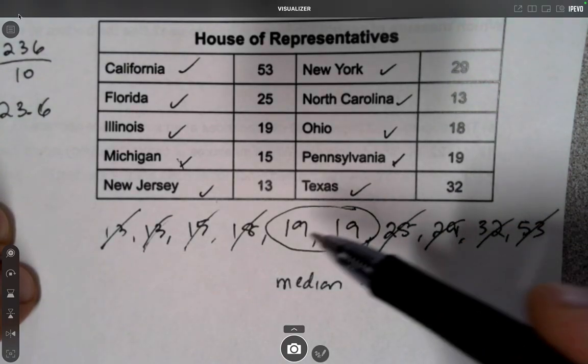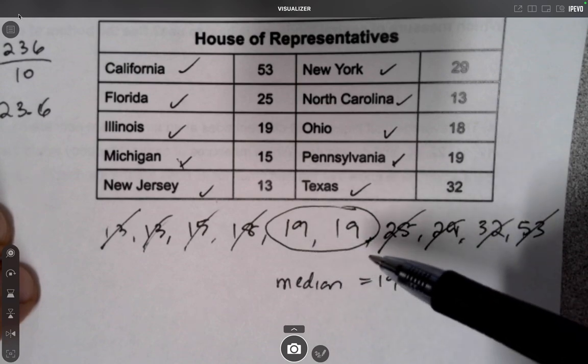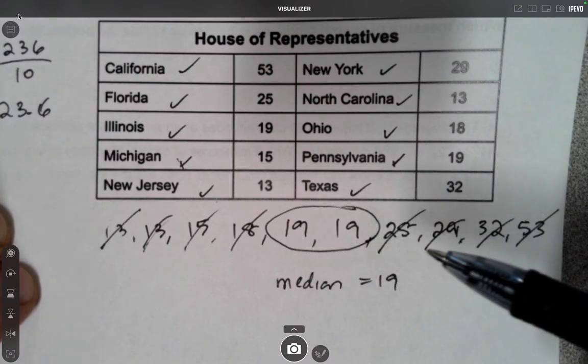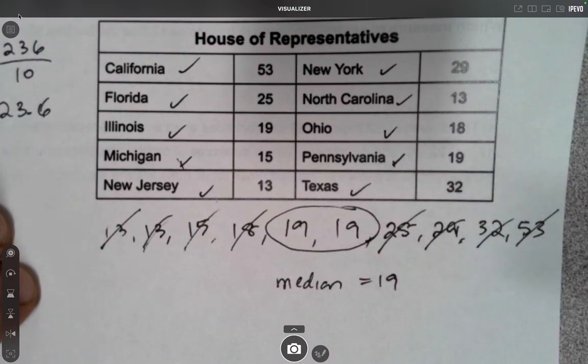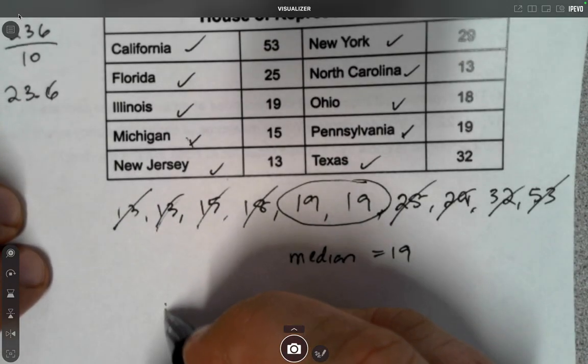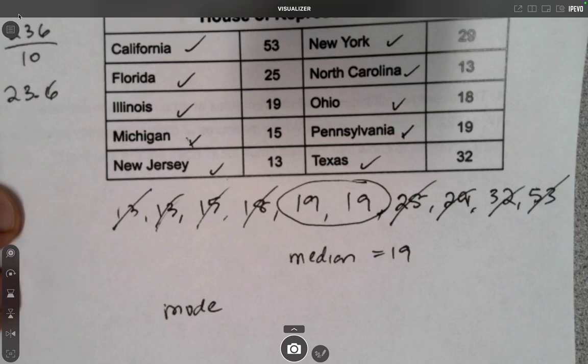Now keep in mind, if those two numbers were different, you'd have to add them together and divide by 2 to find the median. Because when there are 2 numbers in the middle, the median is the mean of those 2 numbers. Okay, now as far as the mode, we're looking for the number or numbers that occur the most often.